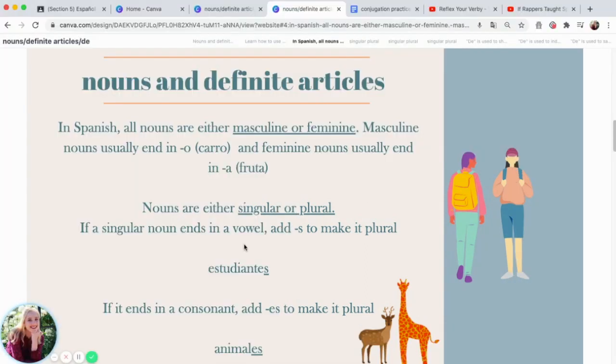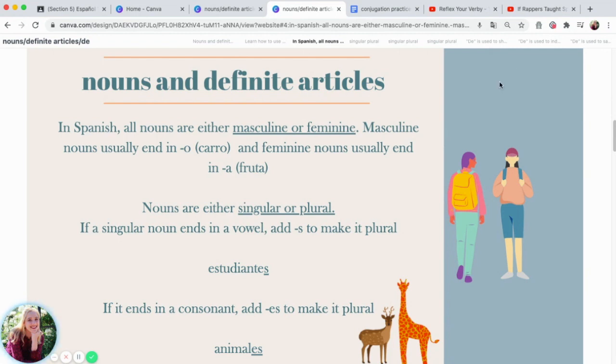Also we learned that nouns are singular or plural. Okay, so people, objects, we're either talking about one person or one object. That would be singular, right? Or we're talking about more than one person or more than one object, and then it's plural. So just like our definite articles, our nouns and our adjectives need to match in gender, they also need to match in number.